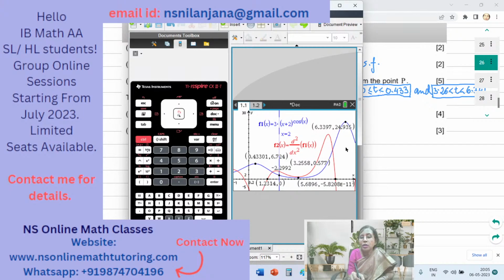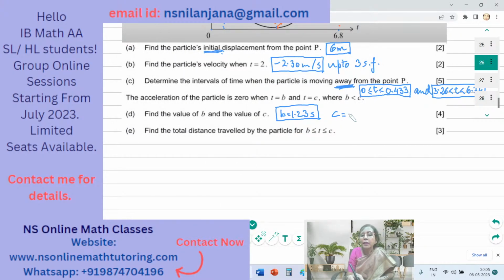You may say that this is not equal to 0. Definitely it is not equal to 0, but it is a very small number. You see 10 to the power of negative 11. So it is almost equal to 0. I have tried several times, but I'm not getting a plain and simple 0 for this. I don't know about Casio, but in TI Inspire, I'm not getting it. So 5.69 is the other value which we will be taking.